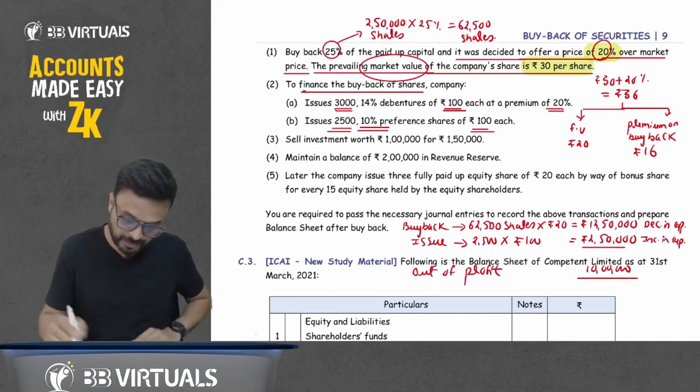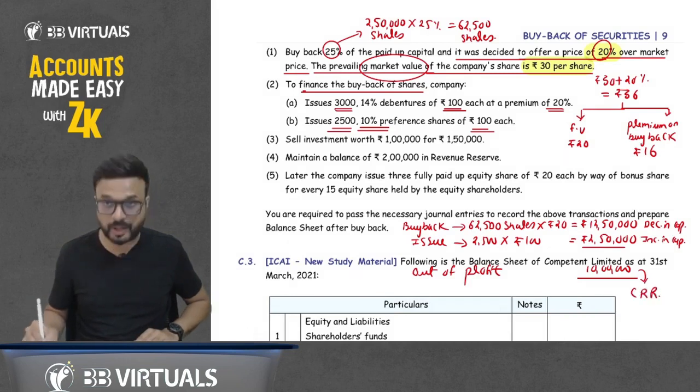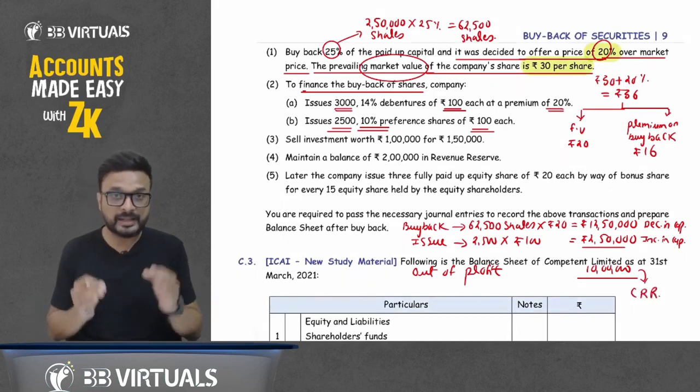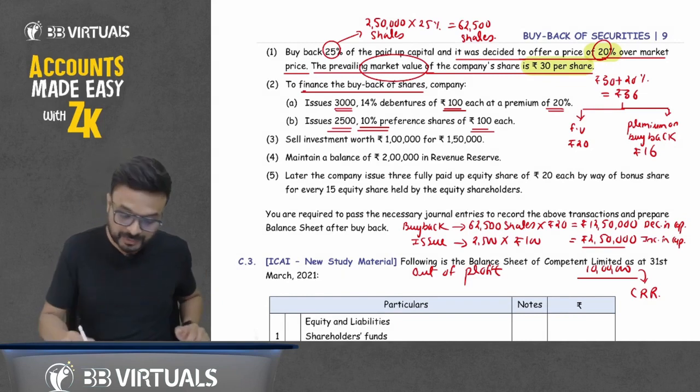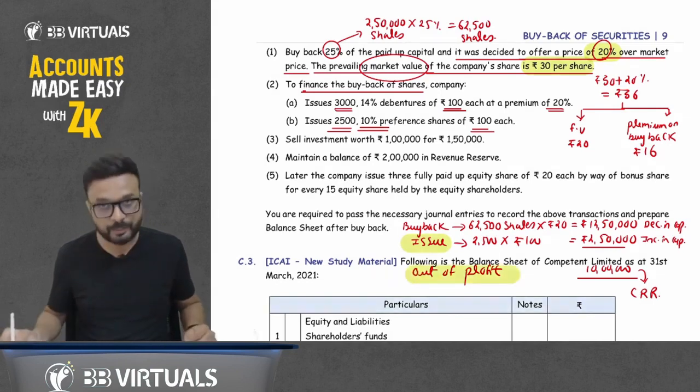Capital redemption reserve account. So this is out of profit. It means we will transfer to the CRR account. So don't you think that it is a combination of both? Because some part we are doing out of issue of shares and some part we are doing out of profit. You don't have to worry. We will make a working note on it.